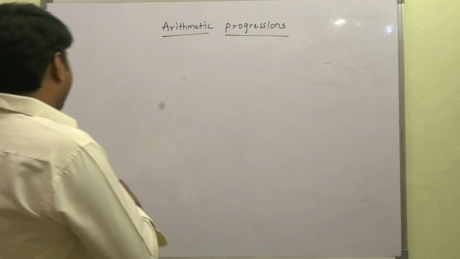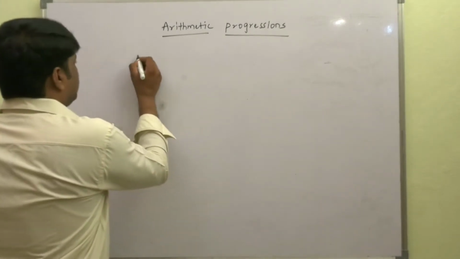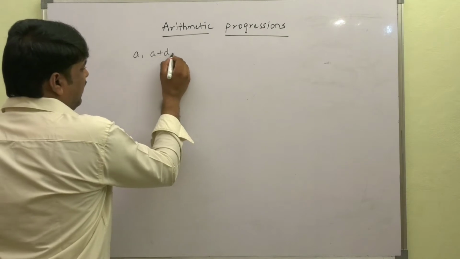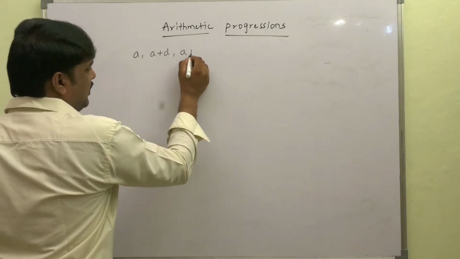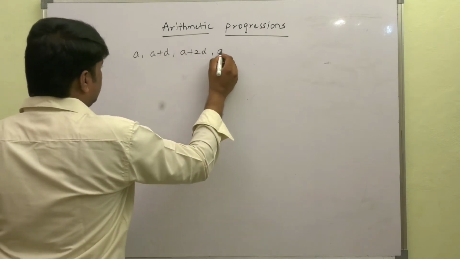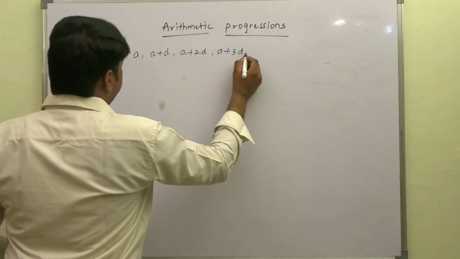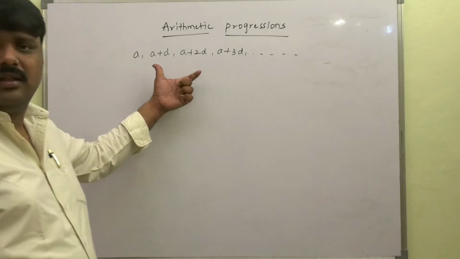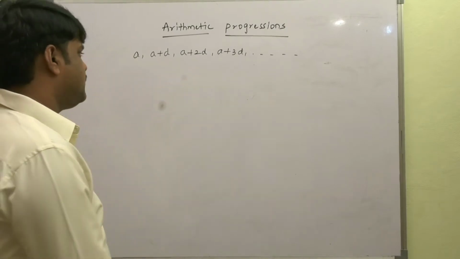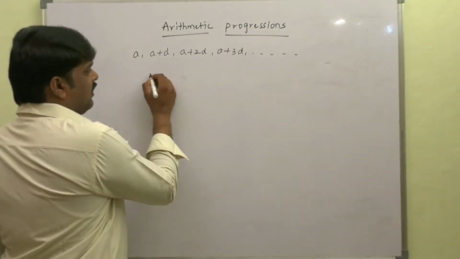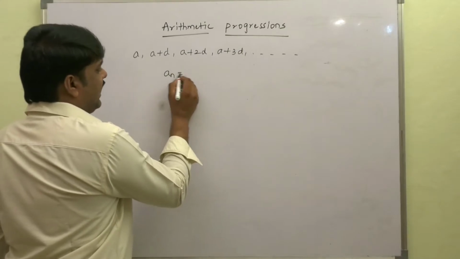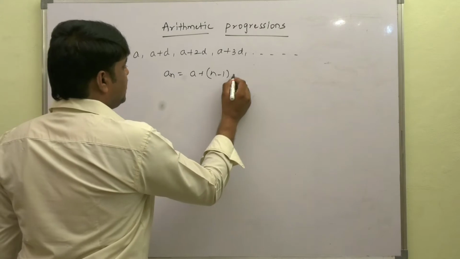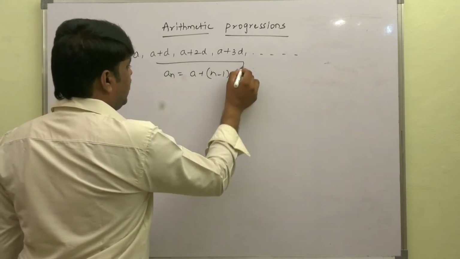Okay? The first term, generally we represent it as a, then a plus d, where d is a common difference, a plus 2d, a plus 3d, and so on. This is the arithmetic progression which we consider always. And the formula to find the nth term of an arithmetic progression is a plus n minus 1 of d.